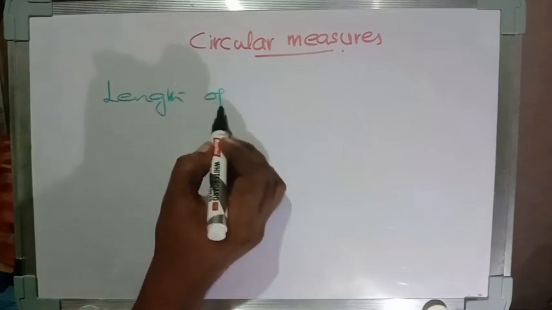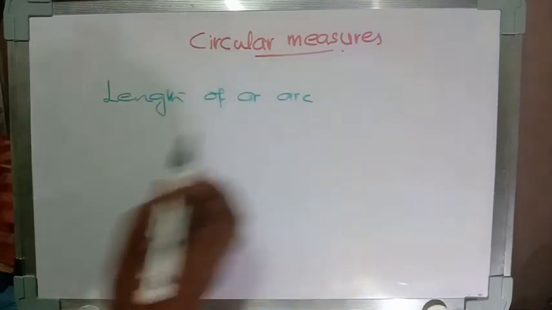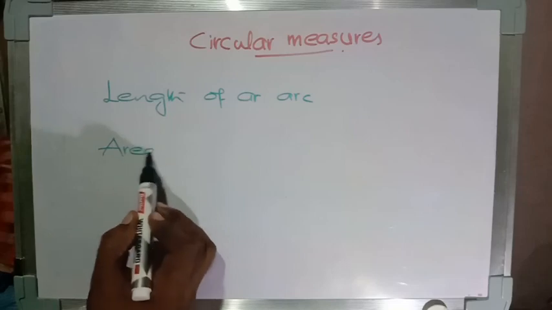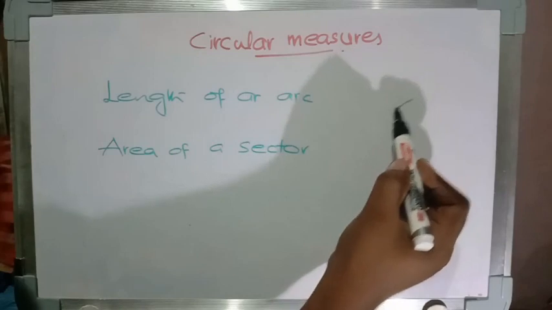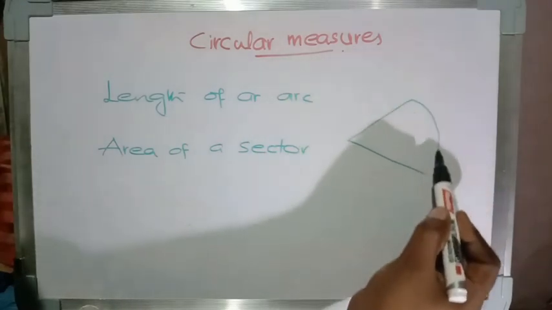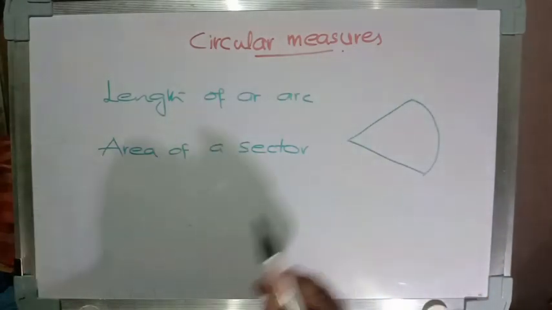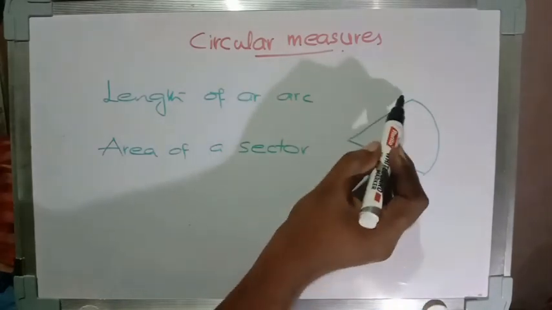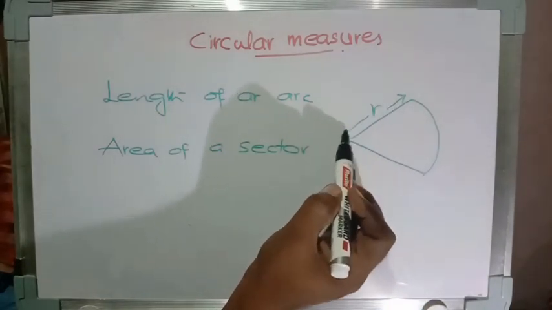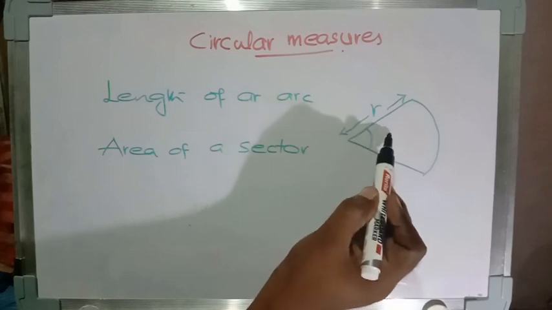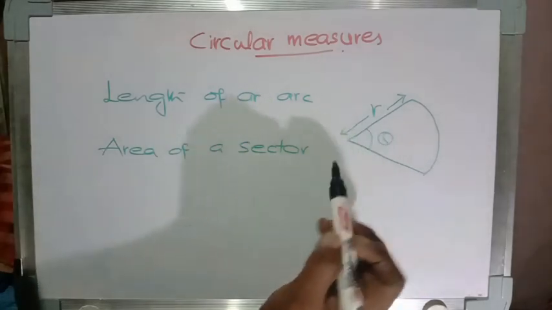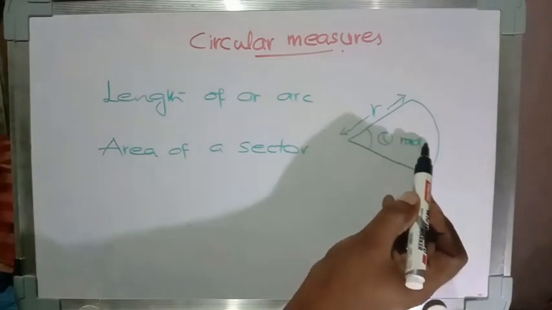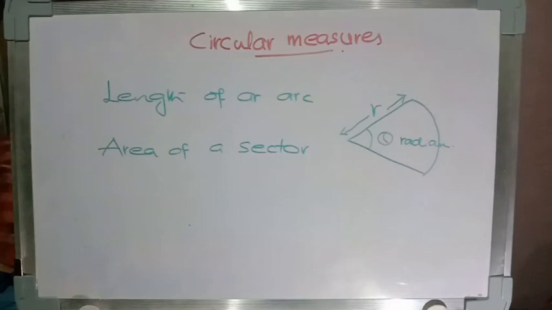Length of an arc and area of a sector. Let's consider a sector with a radius r unit and the angle subtended by the arc at the center is theta radian. Remember, circular measure is also known as radian measure.